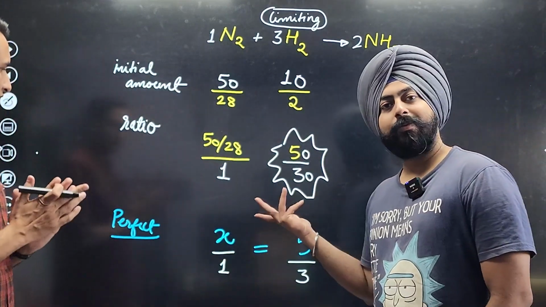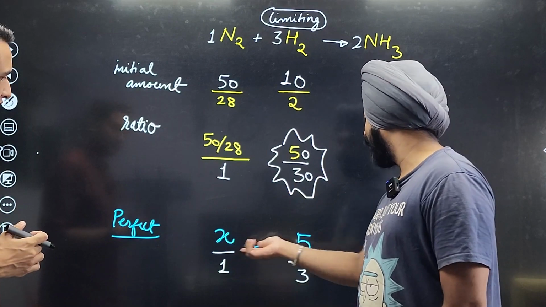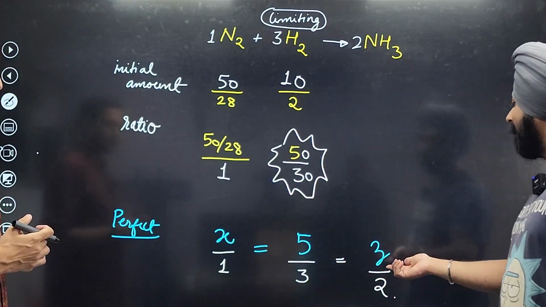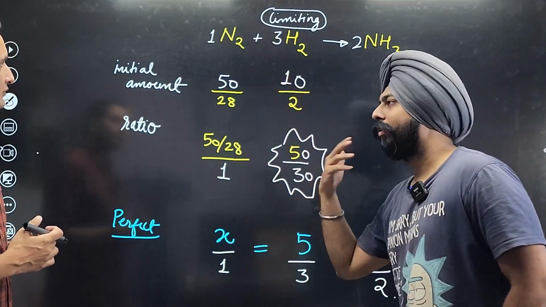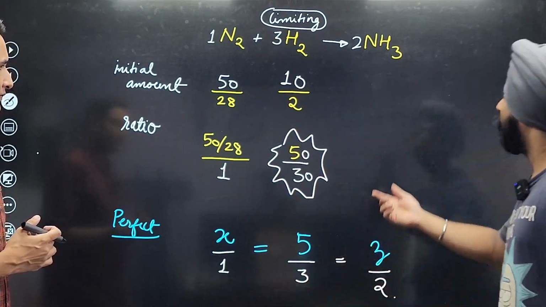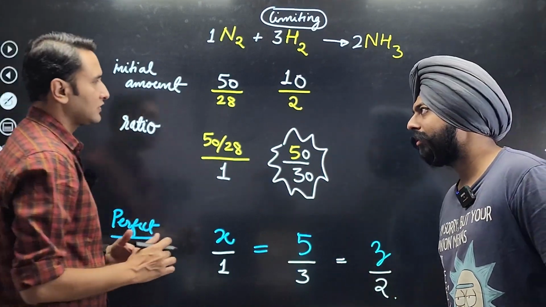हो गया सवाल सॉल्व. Now all you need to do is calculate x which is 5 by 3, z which is 10 by 3. So moles of nitrogen consumed will be equal to 5 by 3 moles. Moles of NH3 produced will be equal to 10 by 3 moles. So लिखते हैं अपन.